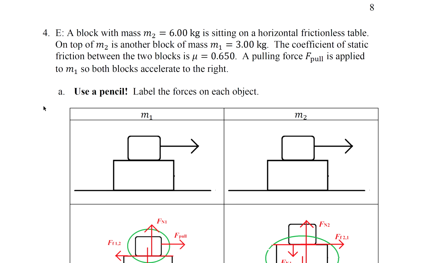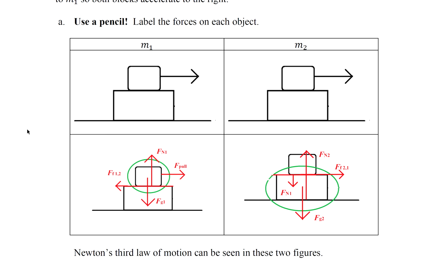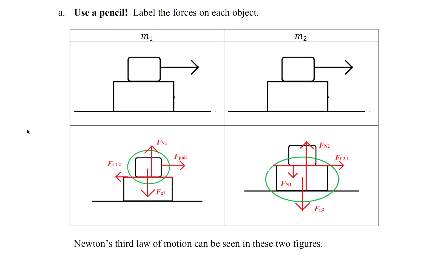A pulling force F pull is applied to m1, so both blocks accelerate to the right. This problem is very similar to problem 2. So part A, use a pencil, label the forces on each object.